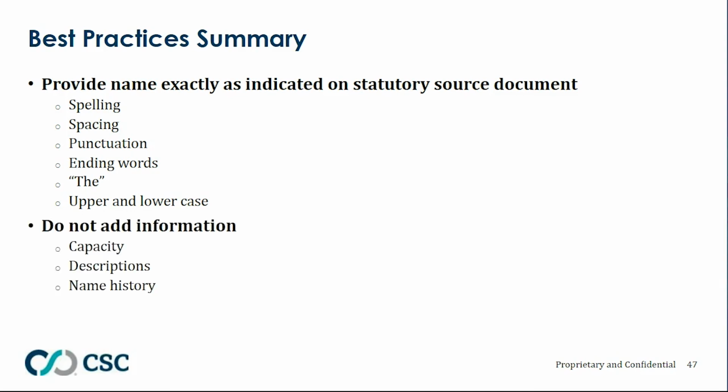Next, I want to point out, don't add any extra information. Nothing about capacity, descriptions, name history, just the name of the debtor, nothing more and nothing less. By following these best practices, nearly all debtor name risks can be managed.